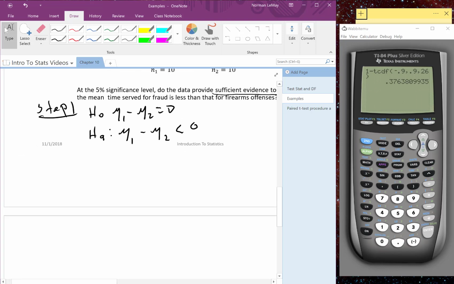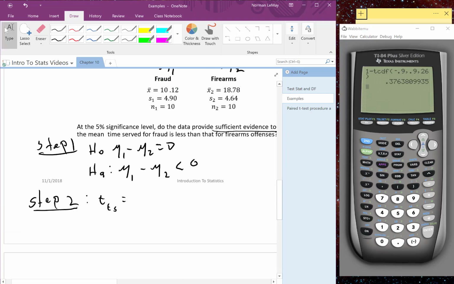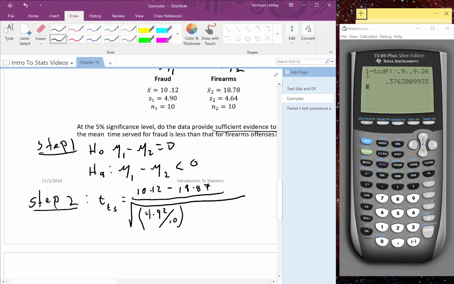So step number 2 is to compute the test statistic and the degrees of freedom. So let's just note that our t-test statistic here is going to be 10.12 minus 18.87 divided by the square root of 4.9 squared divided by 10 plus 4.64 squared divided by 10.